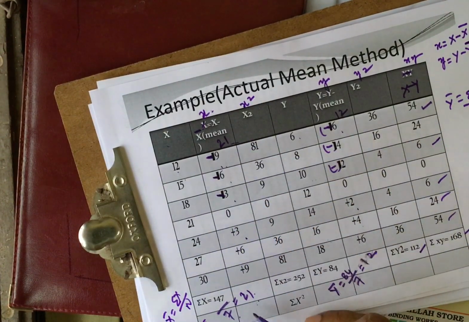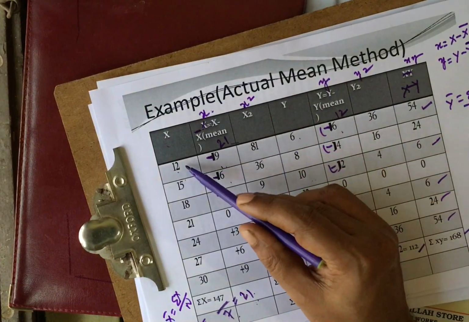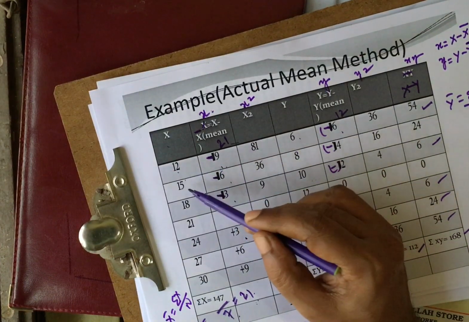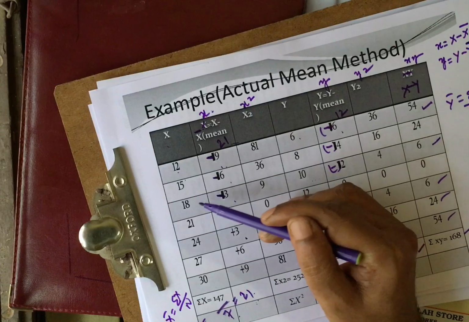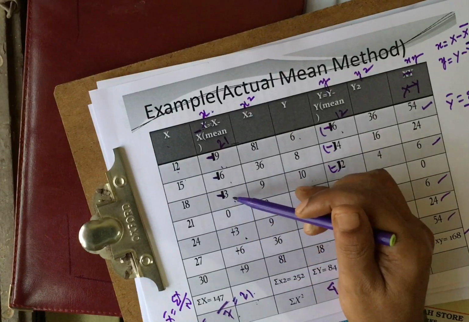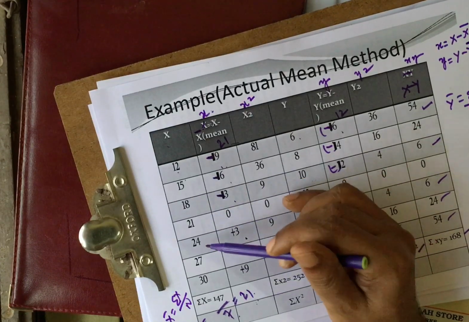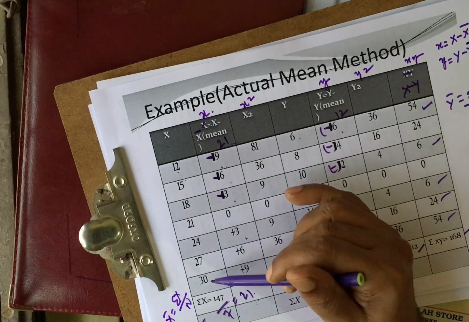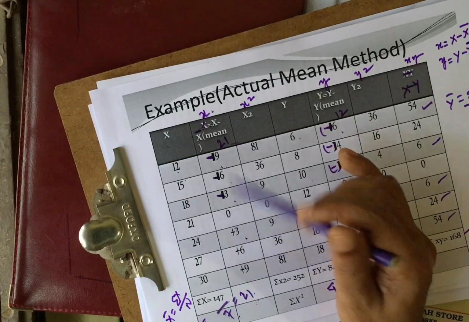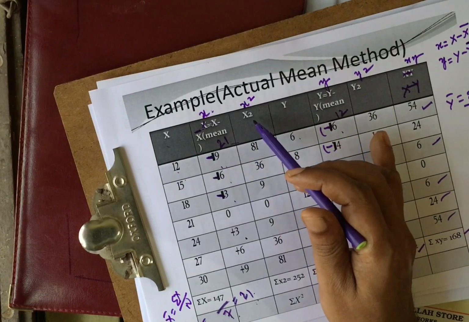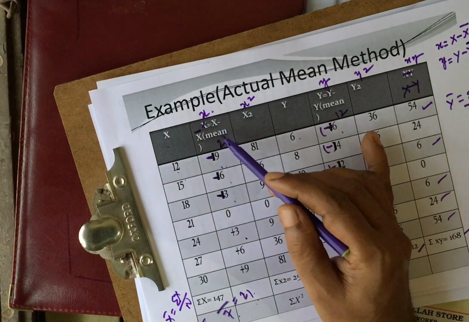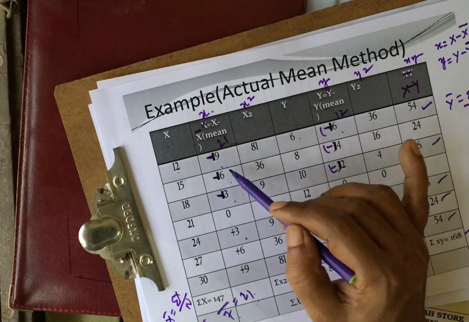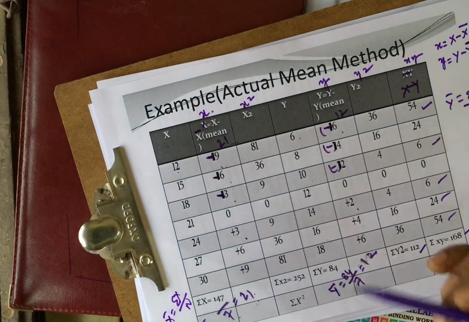Okay, so this is what you got. X bar is 21, then 12 minus 21 is minus 9, then 15 minus 21 is minus 6, 18 minus 21 is minus 3, 21 minus 21 is 0, 24 minus 21 is 3, 27 minus 21 is 6, 30 minus 21 is 9. So we got it. The same thing we have made a square. Square means x into x square: 9 9, 6 6, 3 3, like that we have taken this one.